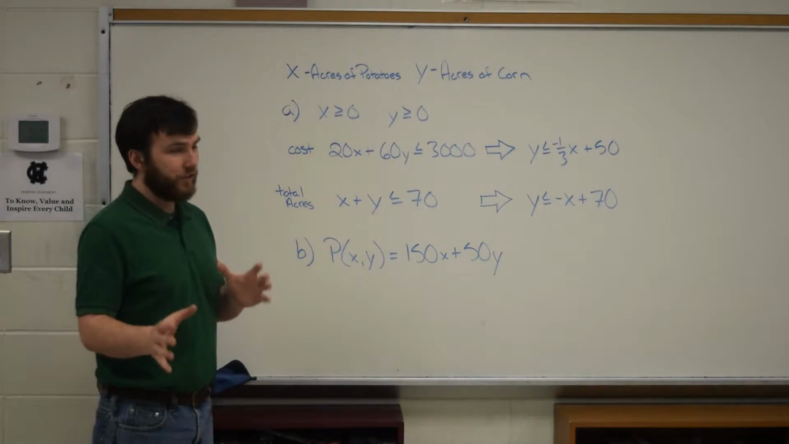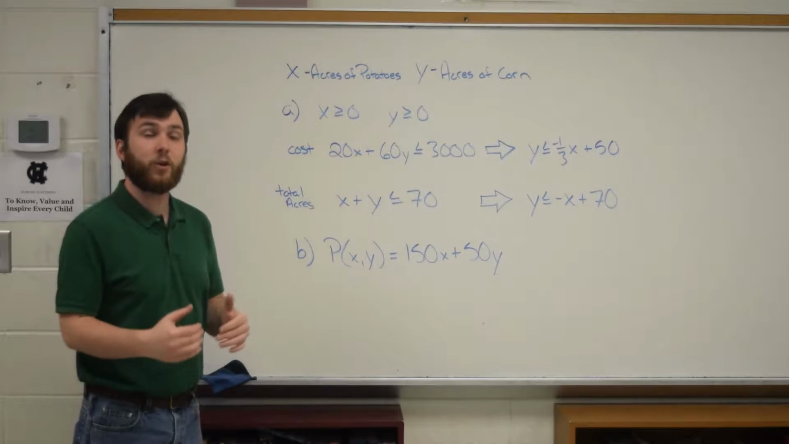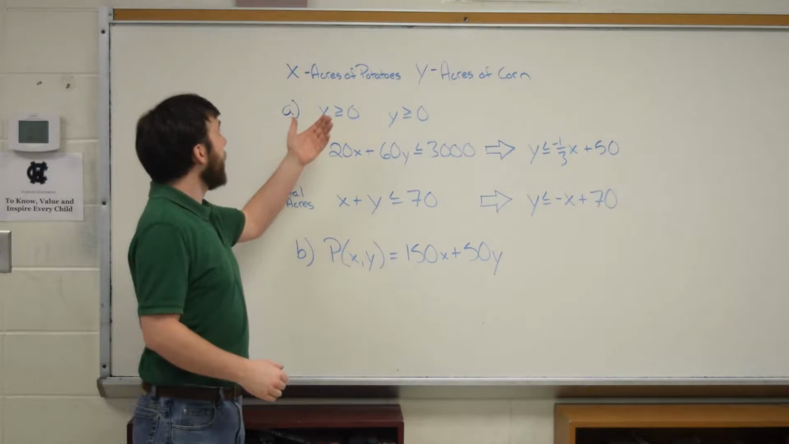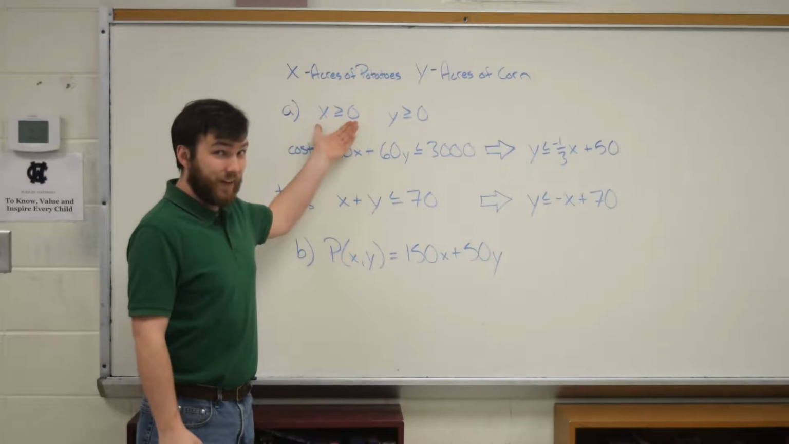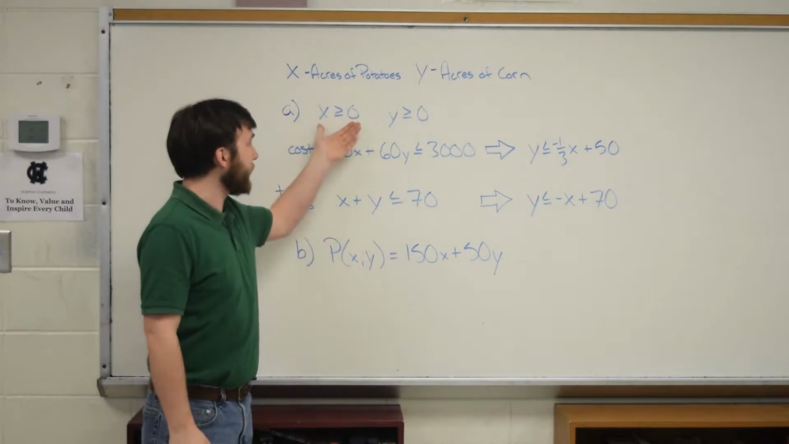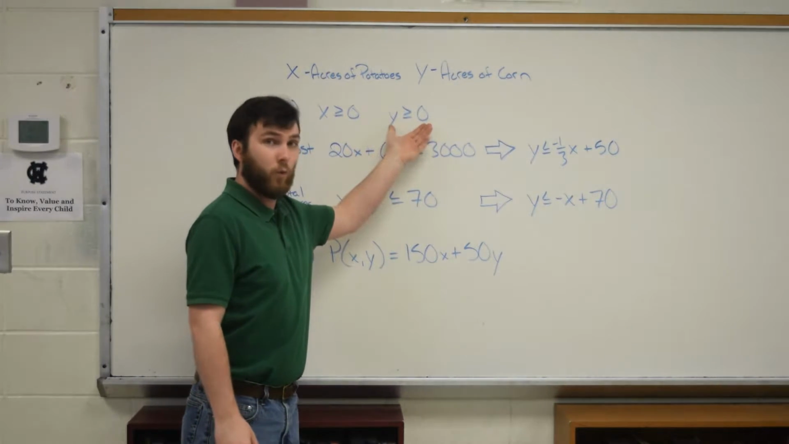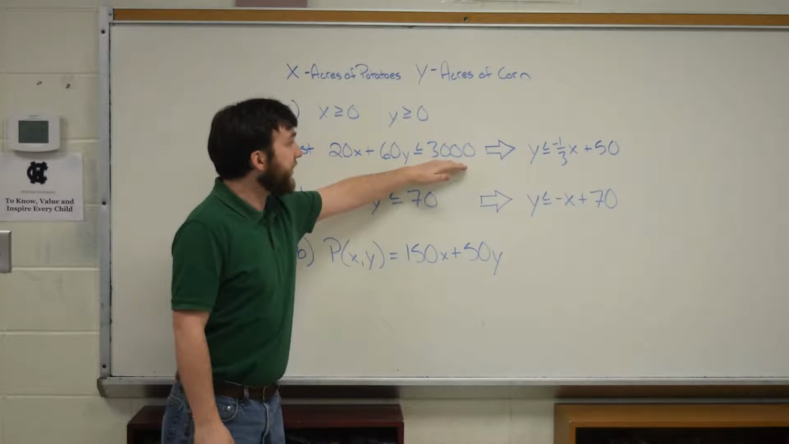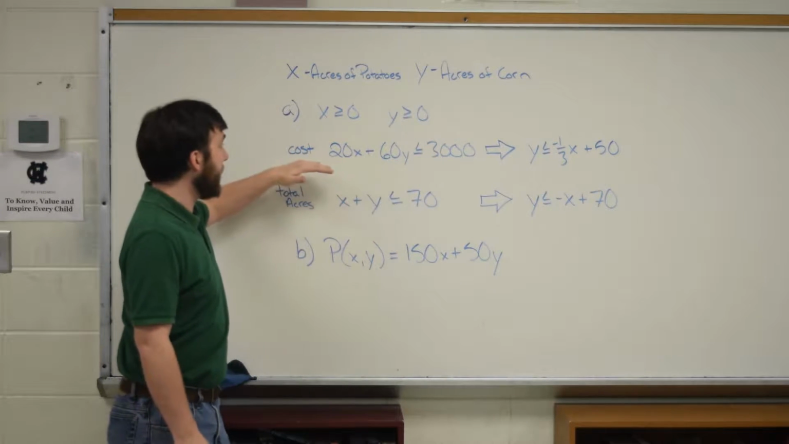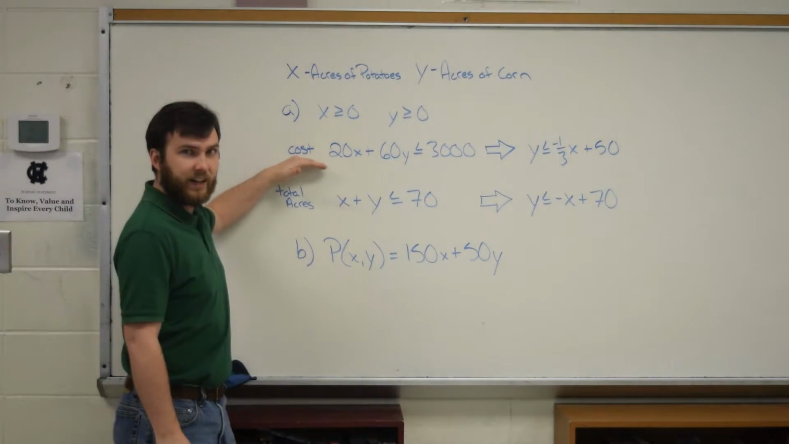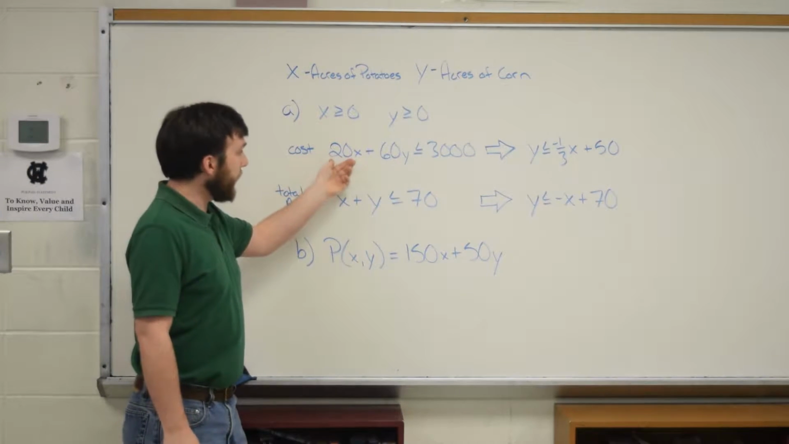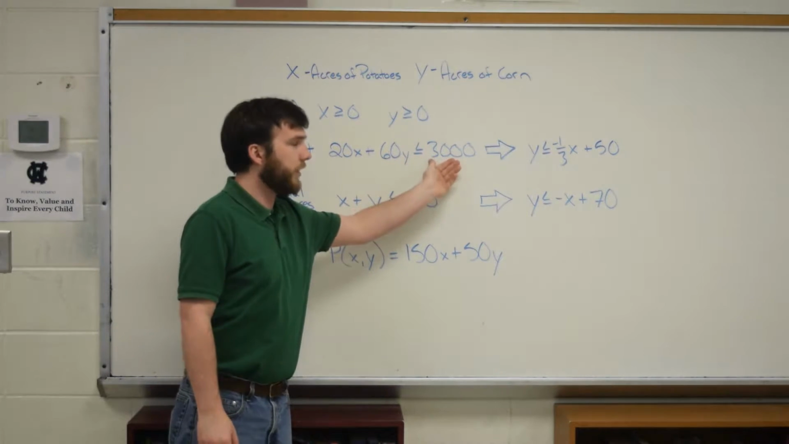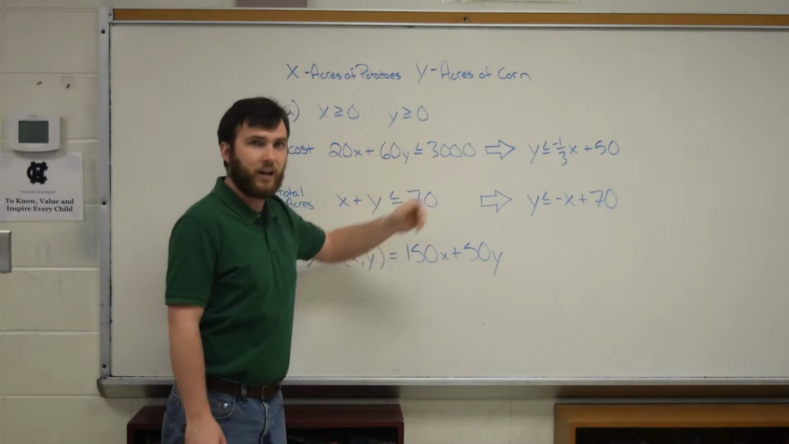Alright, so remember, we're just getting started and each problem has its own new twist, so it's okay if you weren't able to get all of these. But we can't plant negative acres of potatoes, so we've got x is greater than or equal to 0. Same for corn, y is greater than or equal to 0. We have $3,000 to spend on the cost of seeding. It costs $20 an acre for potatoes, $60 an acre for corn, and we've got that max of $3,000.